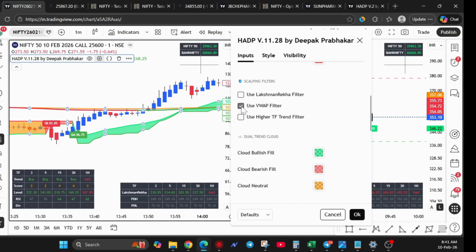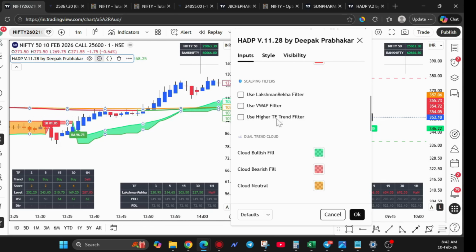Now VWAP. If you use VWAP, it does the same thing that Lakshman Rekha does. Similarly, the use VWAP filter will only print when the candle closes above the VWAP. Now when both are on, in this case it is above the Lakshman Rekha and it has closed above the VWAP, so it is okay. It's still there, right? Now let me keep the Lakshman Rekha. Now I have kept the Lakshman Rekha. It has come back. I'm removing it. I'm using use VWAP. Again, you will see it shifting, right?